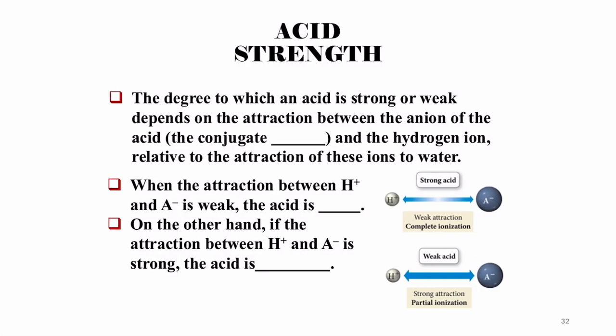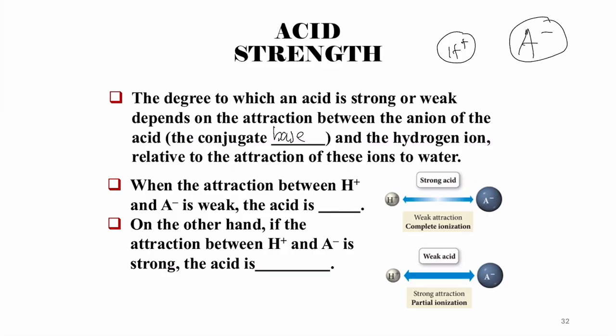And so the degree to which an acid is strong or weak depends on the attraction between the anion of the acid, so that would be the conjugate base, and the relative attraction of the hydrogen ion to the ions in water, right? So that's what gives us the actual physical justification for what is shifting this equilibrium. Does the water want that proton more, or does the conjugate base want the proton more? Because a proton is just something that's floating around in solution that's positively charged.